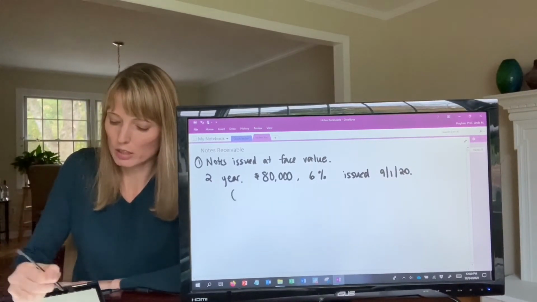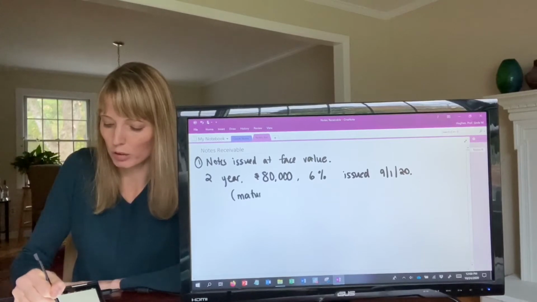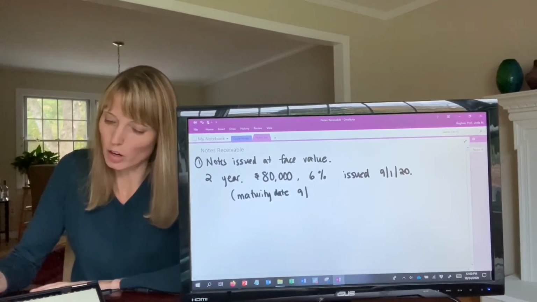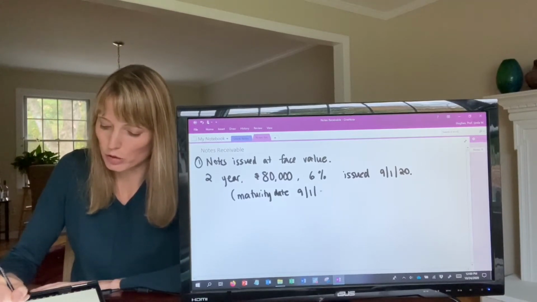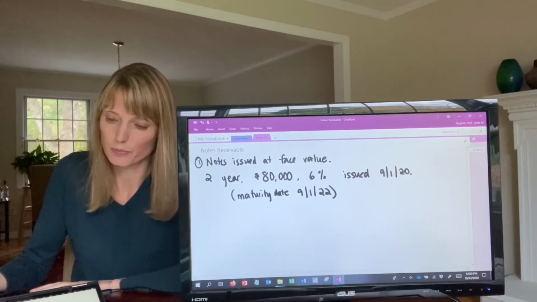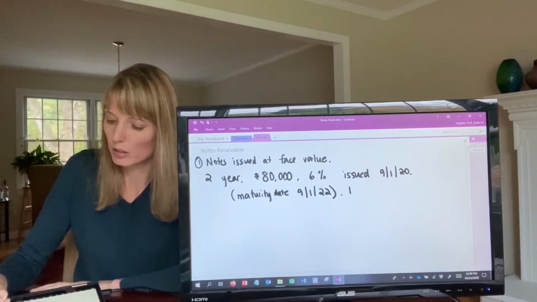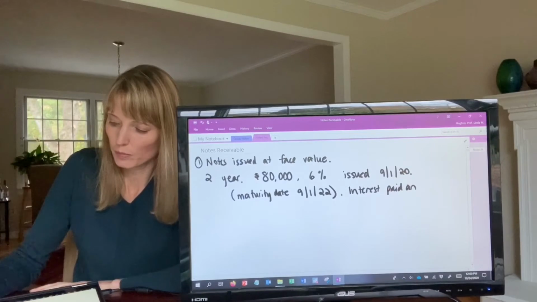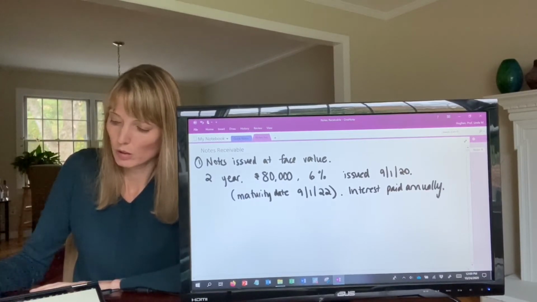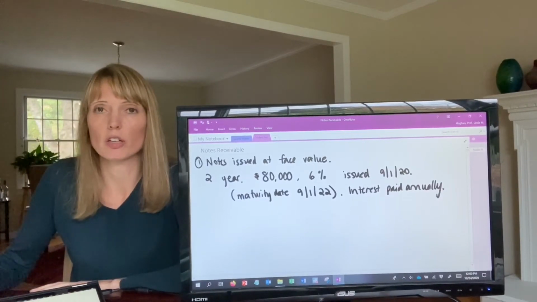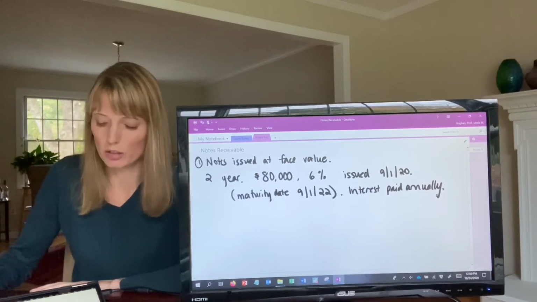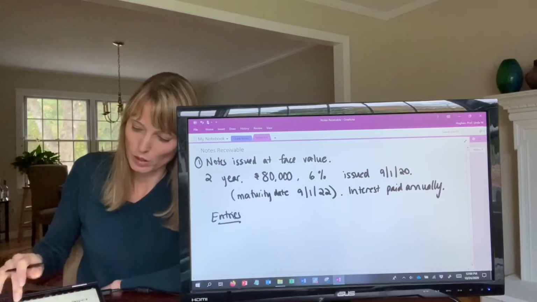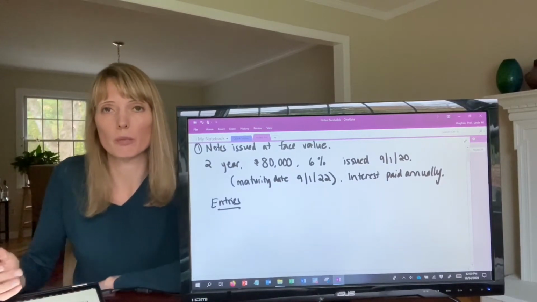So we can see here that the note is going to have a maturity date of either August 31st or September 1st, 2022, 2 years later. Interest is paid annually. And let's look at the journal entries that are required over the life of this 2-year note. First entry is going to be the note at issuance.